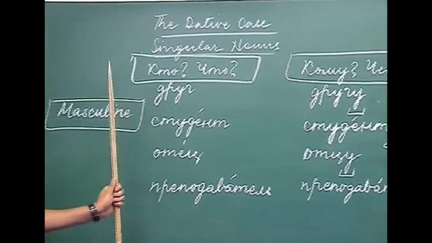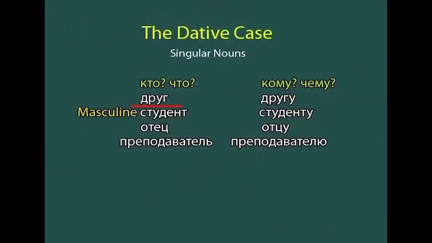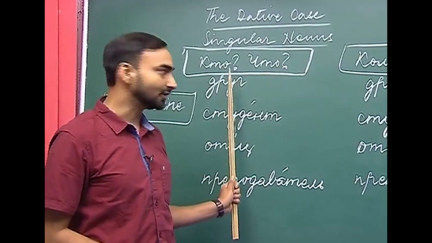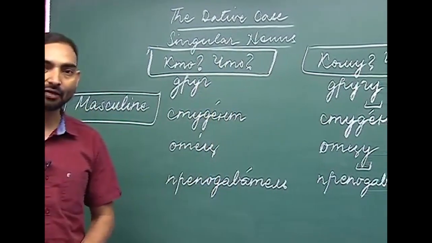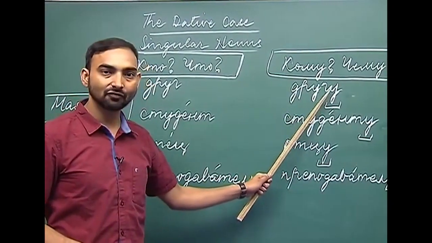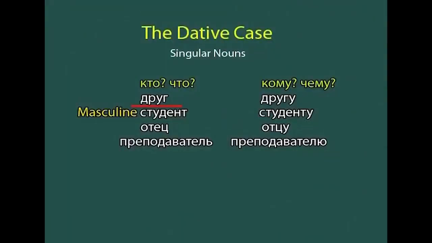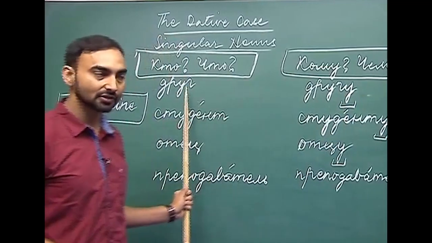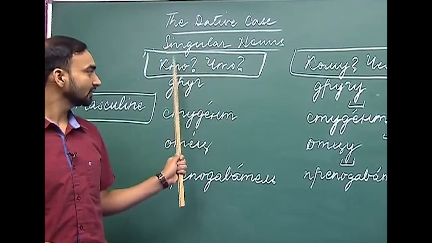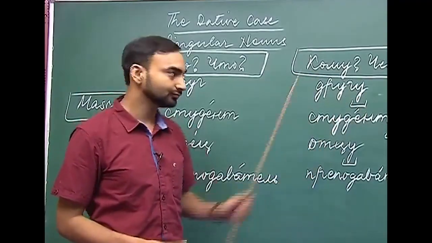Let's take the first noun, and we are discussing the masculine nouns first. Druk, druk is friend, and druk ends with a hard consonant. So what happens when a masculine noun ends with a hard consonant? We add the vowel u to get its dative case form. So druk becomes drugu in the dative case. Druk, drugu. When the question is kto, we use druk. When the question is kamu, we use drugu.